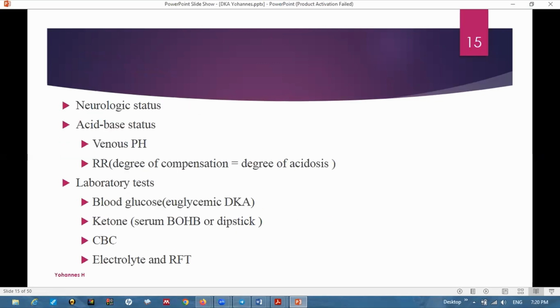The other is we should assess neurologic status and acid-base status. We should check the venous pH, bicarbonate, and respiratory rate to know the degree of compensation, and laboratory tests like the blood glucose and ketone. Especially in our setup, we don't have beta hydroxybutyrate, so we use the urine ketone, CBC, electrolytes, and the renal function test.